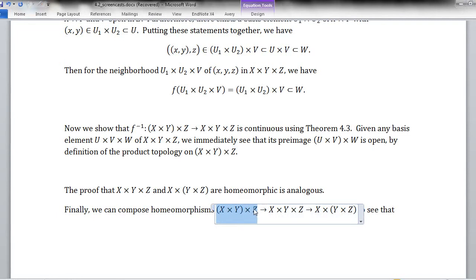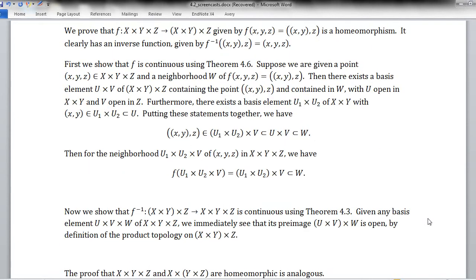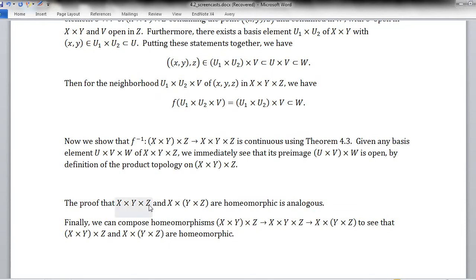All right, so we can do that to see that this space and the other one with parentheses are homeomorphic. Okay. Basically, we did one edge of the triangle up here in both directions, and then I'm saying you can prove another edge of the triangle in a very analogous way. And then to get the third edge, you just sort of trace along the two that you already know. And that does it. It shows all three of these spaces are homeomorphic.